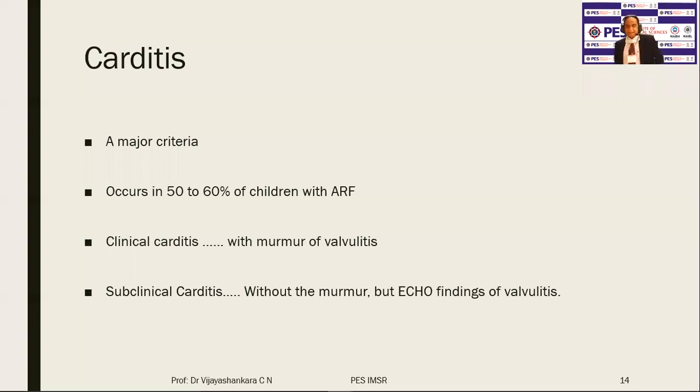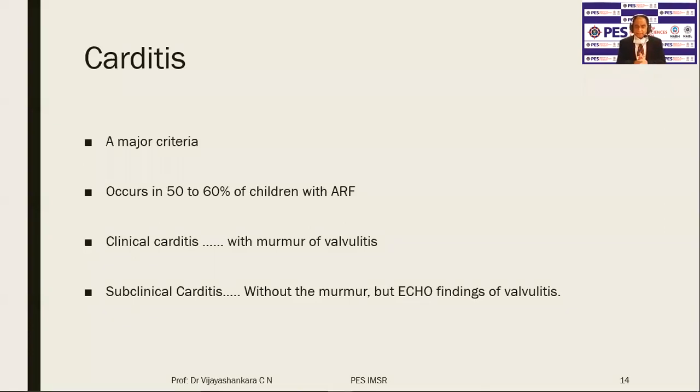Carditis is a major criterion, occurring in 50 to 60% of the children with acute rheumatic fever. Clinical carditis with murmur of valvulitis. Whenever there is an inflammation of the valves, they don't close properly. Okay? Because of that, there will be murmurs, sounds that are heard. The turbulence of flow across the valves can be heard. That is what we call clinical carditis. That is the major criterion.